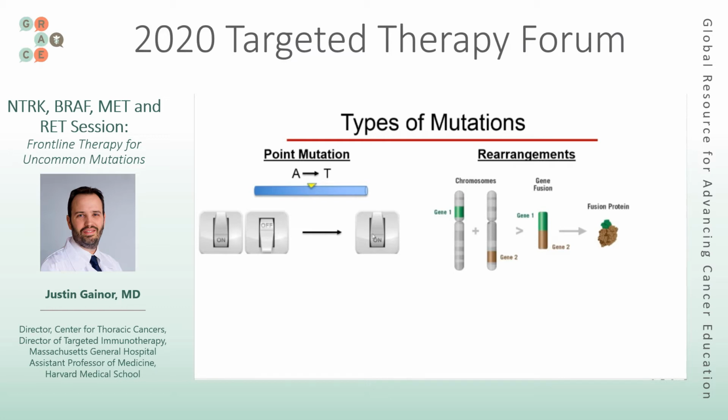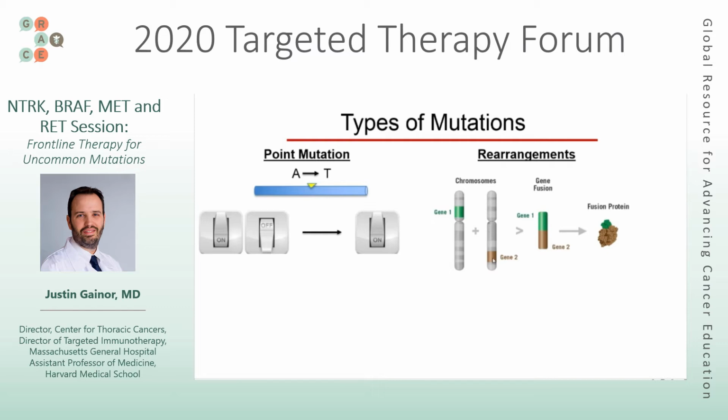Another type of genetic change is called a rearrangement, and here the naming can get really tricky because rearrangements or translocations or fusions essentially all mean the same thing. So you may hear us say an ALK rearrangement, ALK fusion, or ALK translocation, and they all mean the same thing. What they're describing is, here I have my gene of interest in green, and there's a second gene here, gene number 2.